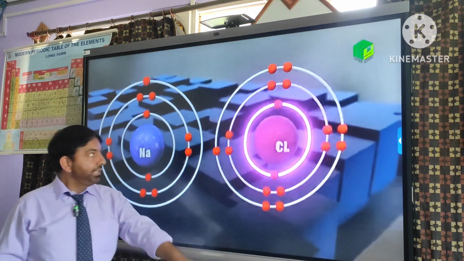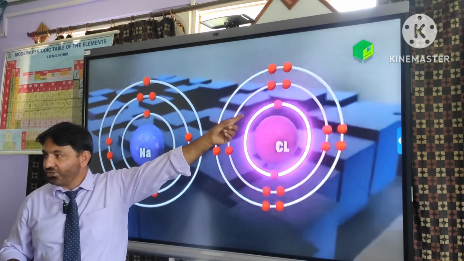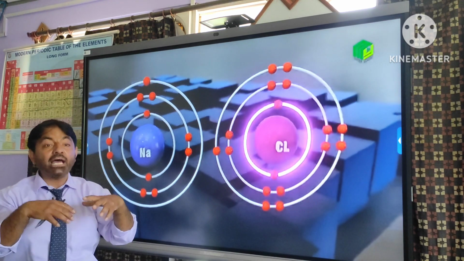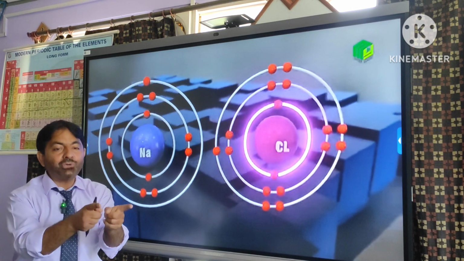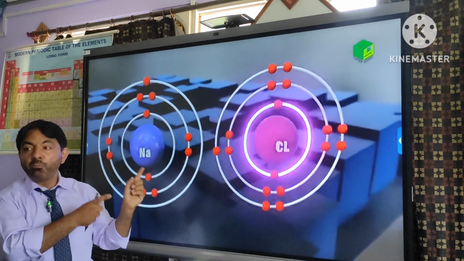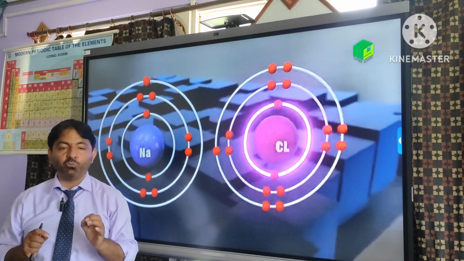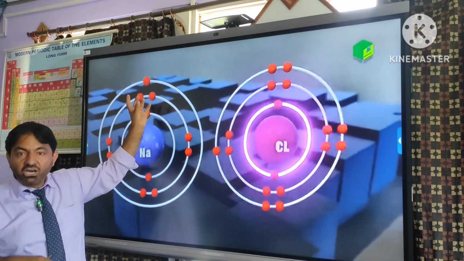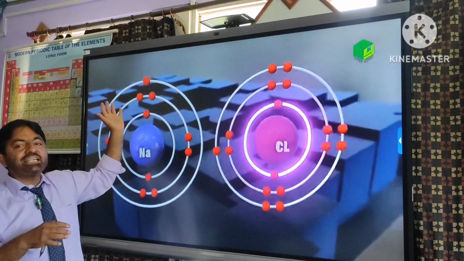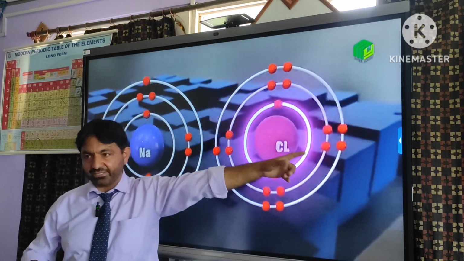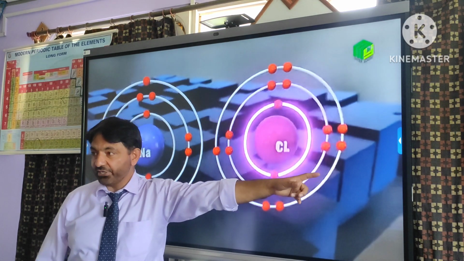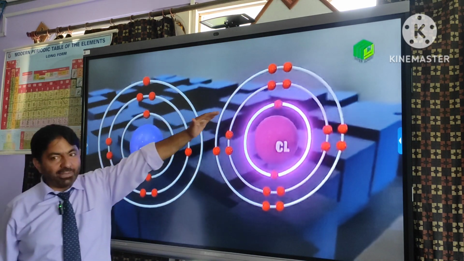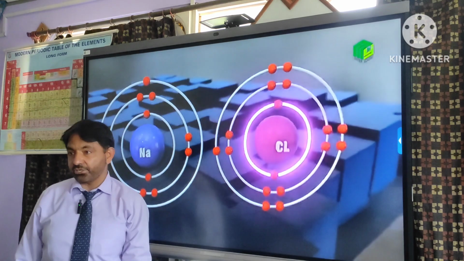What happens? Sodium donates 1 electron and chlorine gains 1 electron. Sometimes one element may donate 2 electrons. This type of bonding is called ionic bond. In an ionic bond, 1 or more electrons are completely transferred from metals to non-metals. This is a very important point. This is the metal, and this is the non-metal. So metals donate electrons.